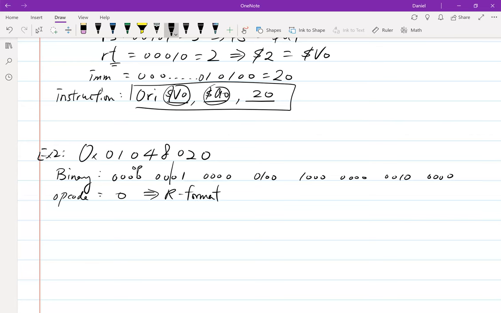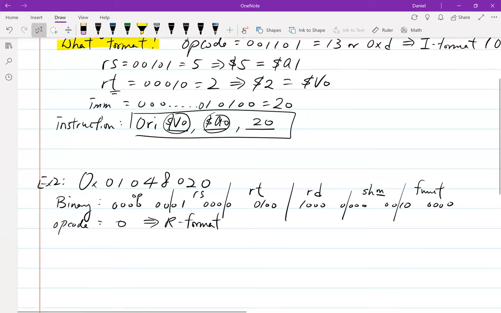And then what about the operation? The operation will be in the function code. But that's okay, we can find out the function code later. The first step is to find out what format, because only when we know the format can we break up the binary code into the correct number of fields. For R format, how many partitions are there? 6, right? 6, 5, 5, 5, 5, 6. So you have RS, RT, RD, shift amount, and then function code.